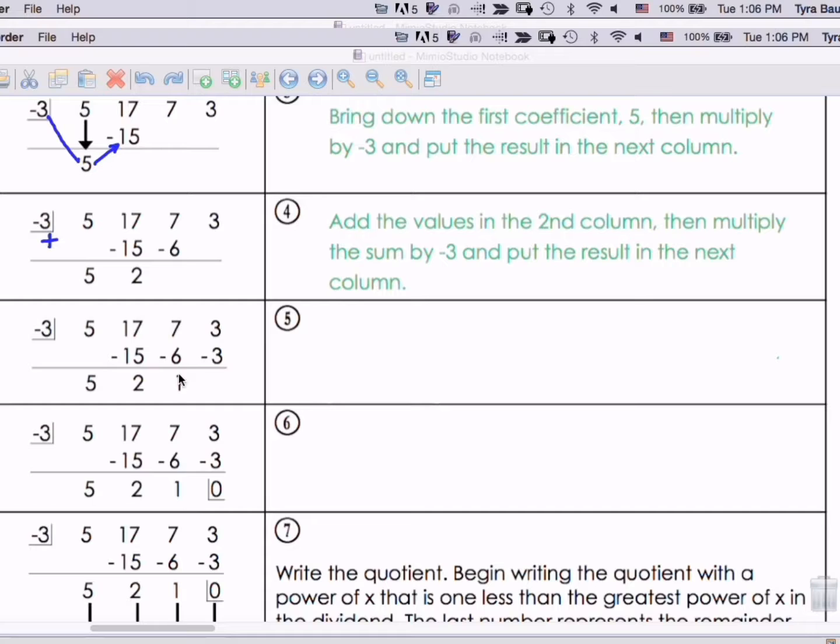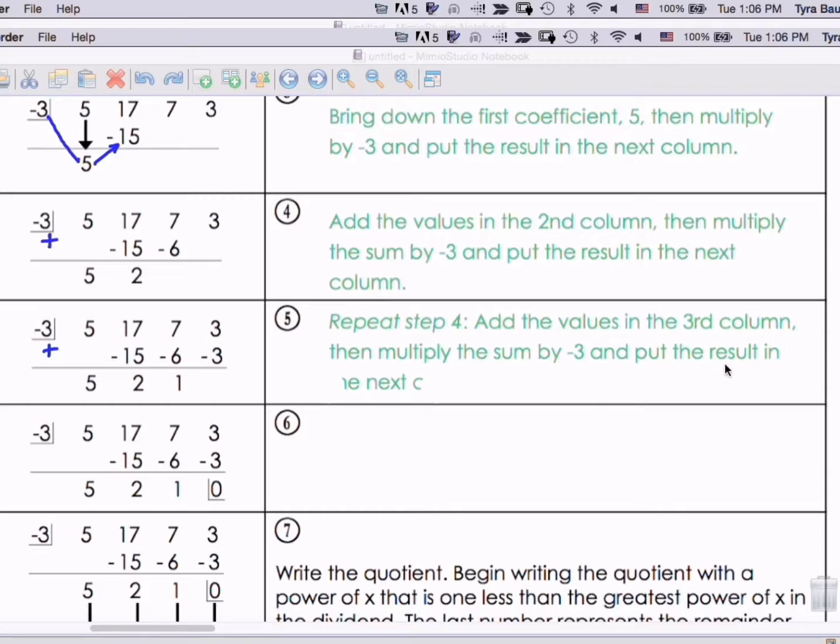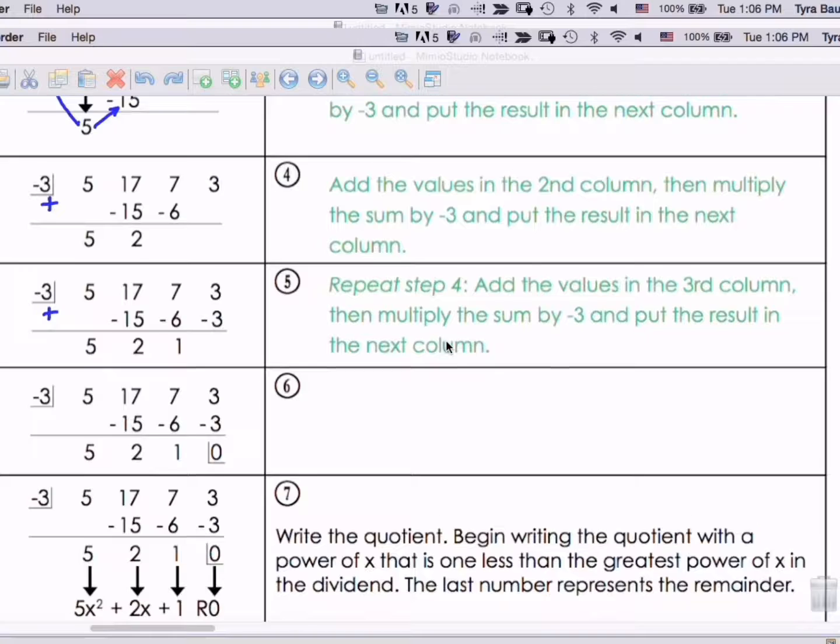Okay, so then I go to this column. This looks different. 7 plus, again, I notice I'm adding. 7 plus negative 6 is 1. 1 times negative 3 is negative 3. So again, I followed that same process. Repeat step 4. Add the values in the third column, then multiply the sum by negative 3 and put the result in the next column.